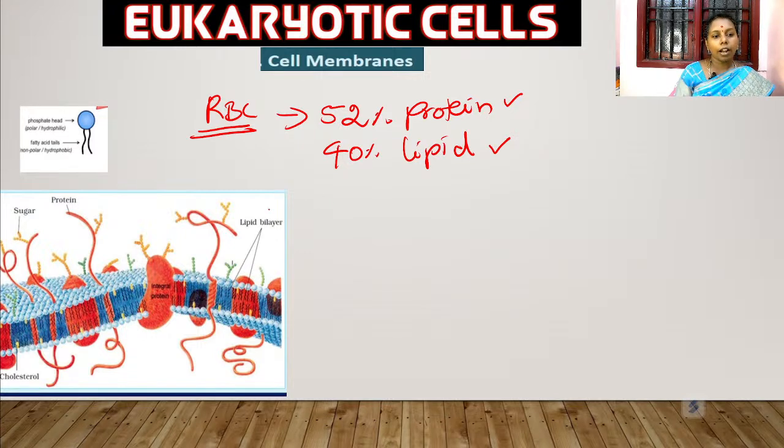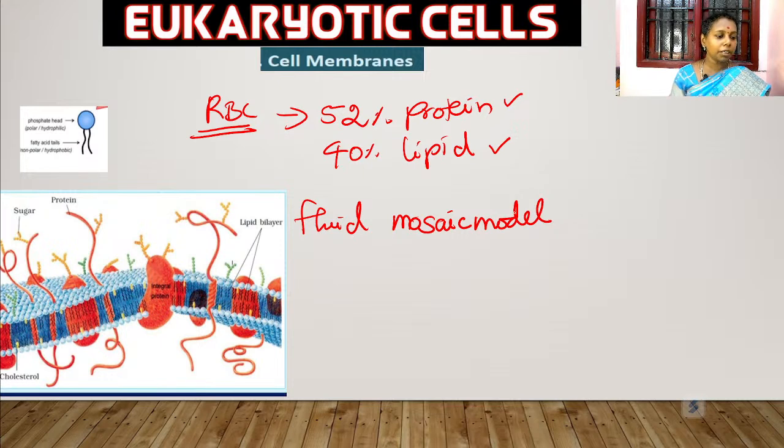So we have 52% protein and 40% lipid in RBC. If you see the structure, the well accepted model is the fluid mosaic model. Can anybody tell me who proposed this fluid mosaic model and in which year? Oh, you slept. No, it's not Crick and Watson, my dear. Singer and Nicholson is the correct answer.